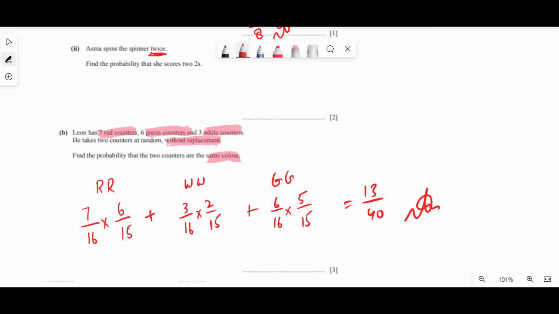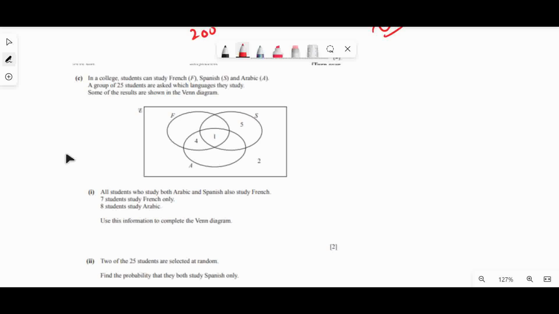Let's move to the next question. In a college, students can study French, Spanish and Arabic. A group of 25 students are asked which language they studied. Some of the results are shown in the Venn diagram. In the first part, we have to complete the Venn diagram using this information.